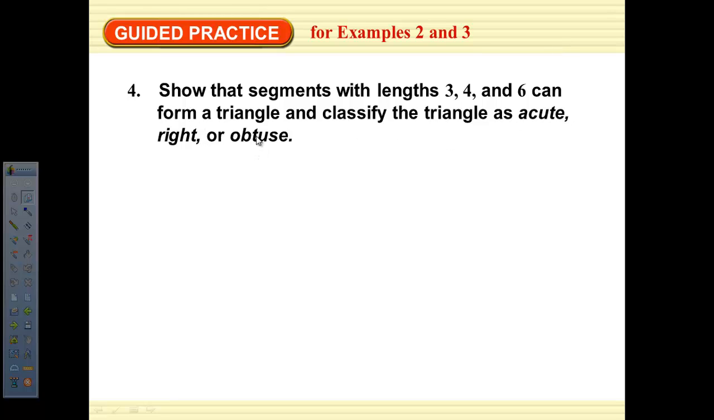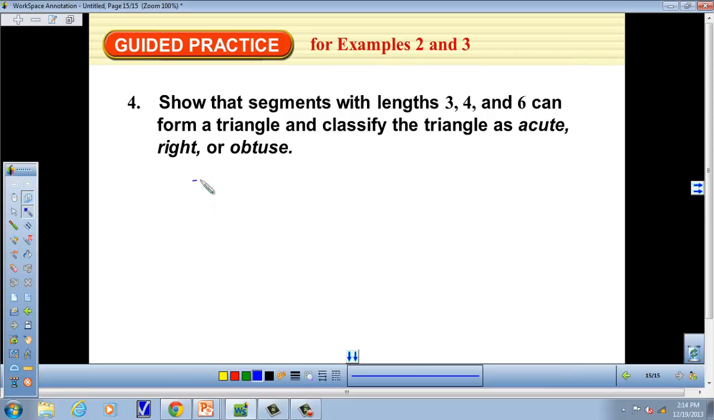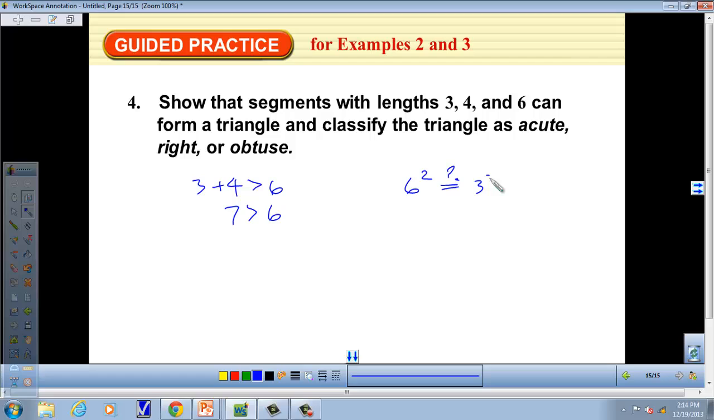Okay? And then we have to show that the segments 3, 4, and 6 form a triangle and then classify it as acute, right, or obtuse. So again, we want to see if 3 plus 4, the 2 smaller sides, are greater than the third side. Hopefully you already know the answer to this, but 7 is greater than 6. Then we're going to look at 6 squared, and we're going to see, is it greater than 3 squared plus 4 squared. In this case, we get 36 here. We want to know, is that bigger than 9 plus 16? So 36 is here. We find out that's greater than 25.